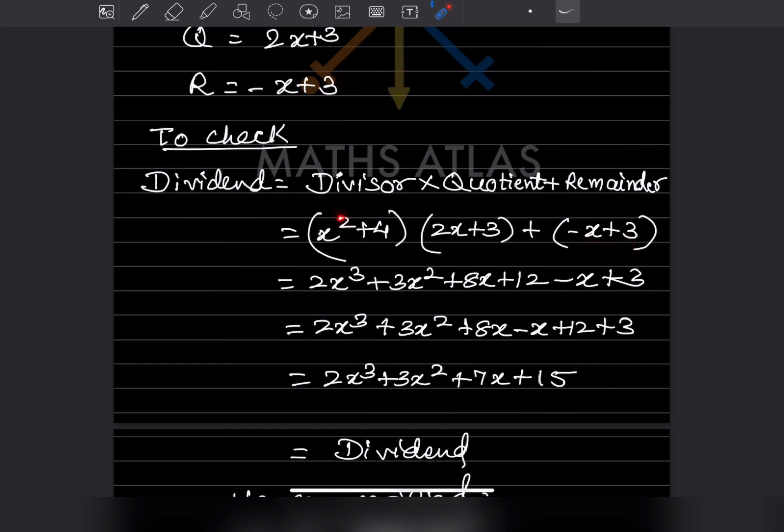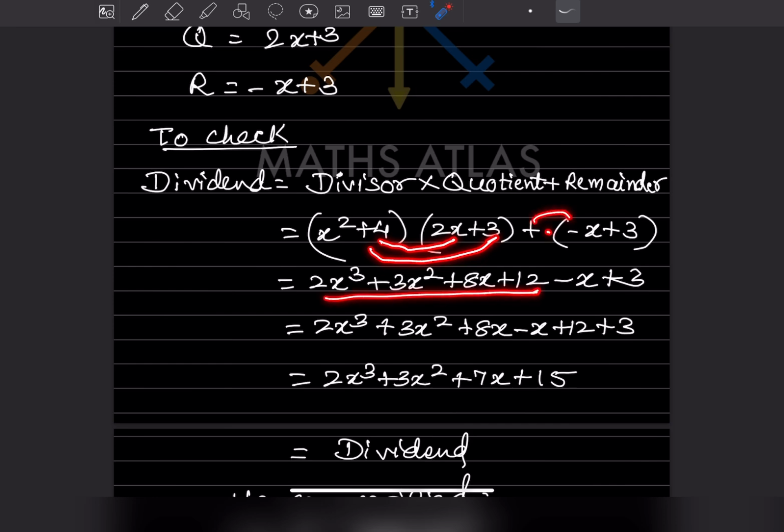So now let us expand this one because now this is multiplication and this is the plus sign. So we are going to take this separately. So this we are going to expand it. 2x cubed plus 3x square. Then we'll go for this one. Plus 8x plus 12. So that is what is written here.